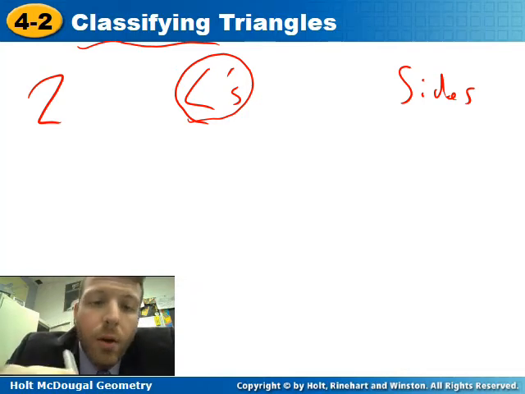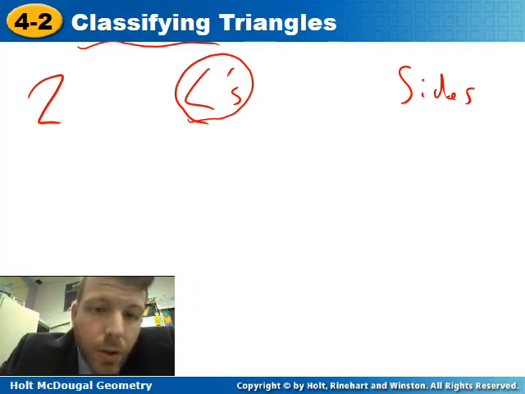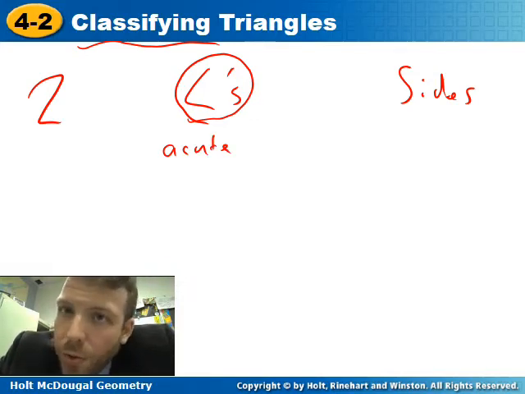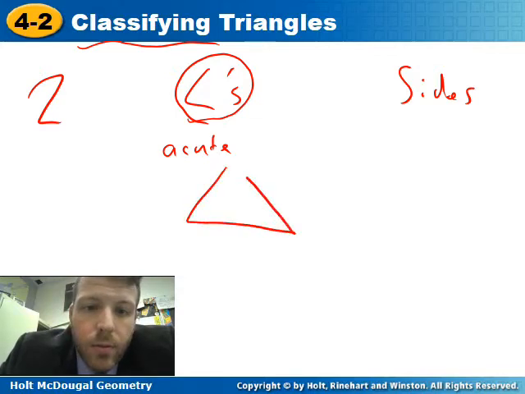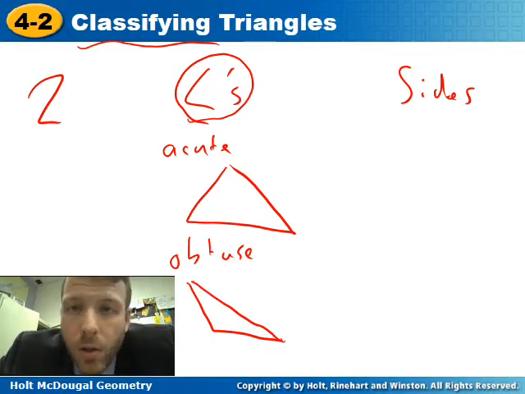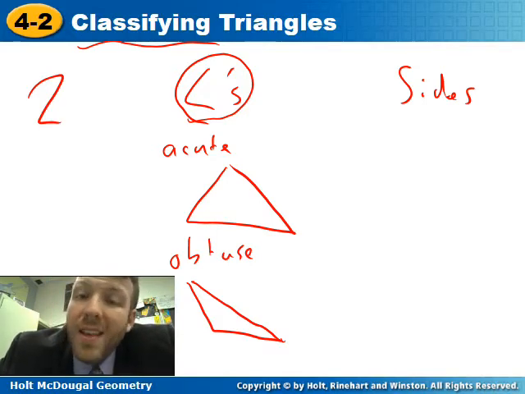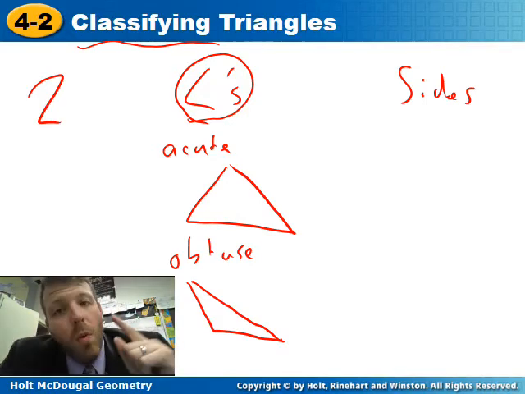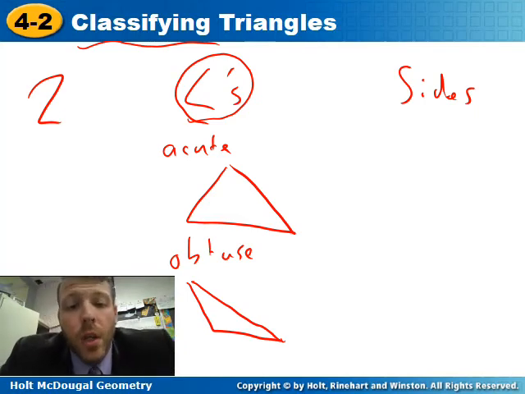So we have a couple of those. The first one that I want to talk about is the acute. An acute triangle is a triangle whose angles are all acute. Okay, obtuse. Only one angle is obtuse. We can't have more than one because their sum equals 180. For them to be equal to 180, there can only be one obtuse angle in the triangle.